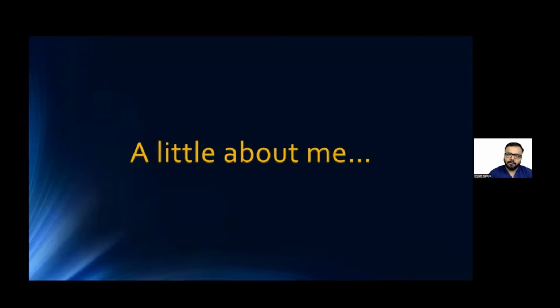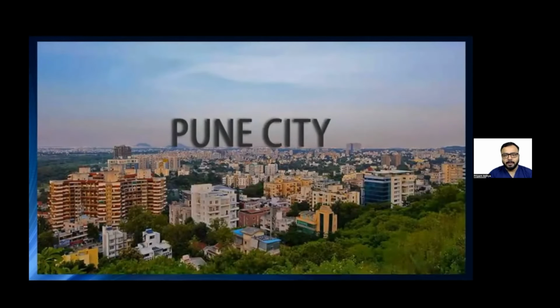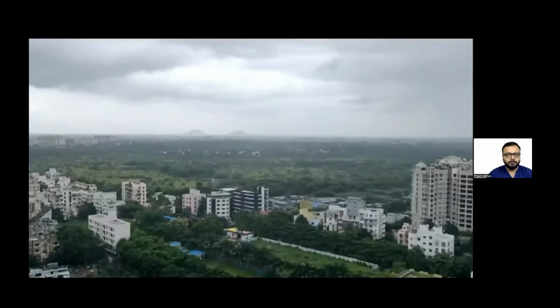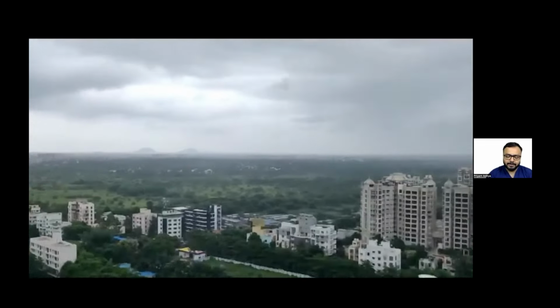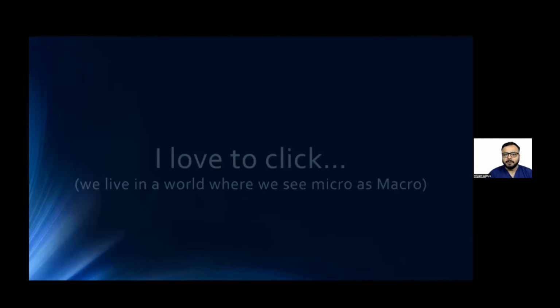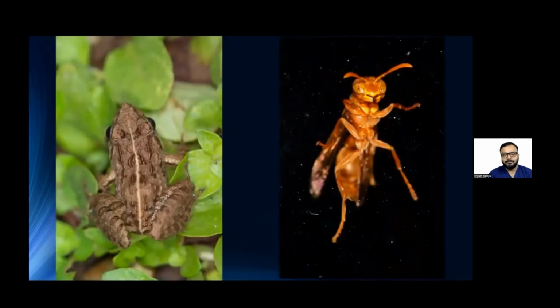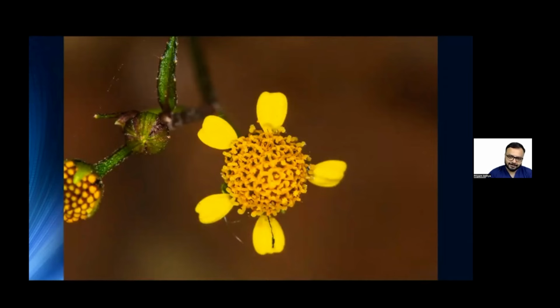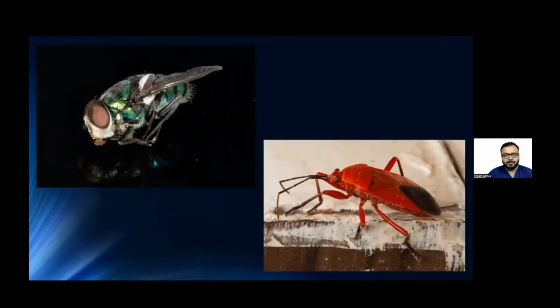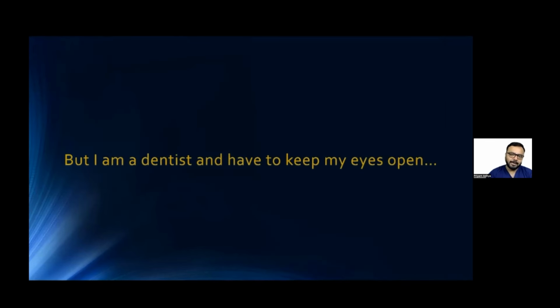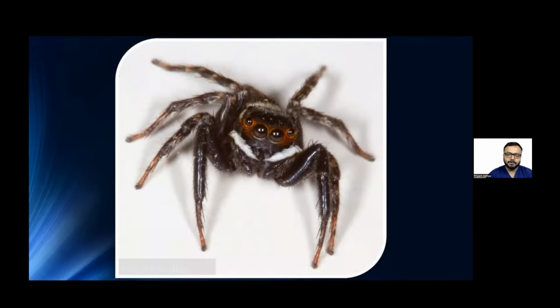A little about me. I come from a city called Pune, which is in the western part of India. And currently we are having a monsoon season in India, which is a beautiful time to be in Pune. So if you ever come, please do drop in and meet me. I like to click whatever I see. In a world where I see everything in micro, I try to make it macro. I click whatever I see around me, which might be something we miss on an everyday basis. Things which crawl around us, things which fly around us, but they are beautiful when you capture them. But I'm a dentist and I have to keep all my eyes open. And when I say all, you can already see I've got 4 eyes. So I have to keep my 4 eyes open so that I can see what is happening around me.